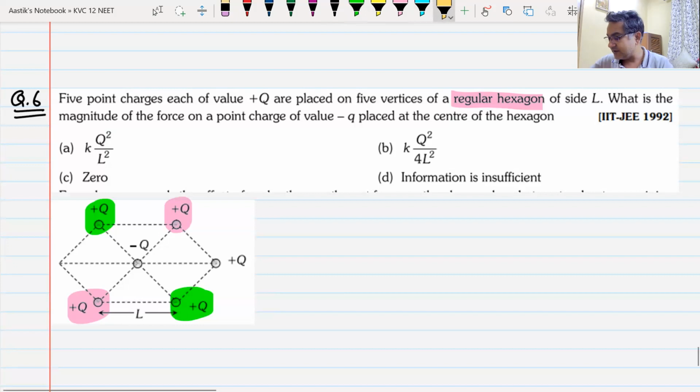So what remains is this charge. You just have to find the force on this charge. And remember, for a hexagon, all the sides are equal. Everything has a side length of L. So the force on the charge that is remaining, because of that charge that is remaining, is kq square by L square. So your answer is option A. Do we understand this?